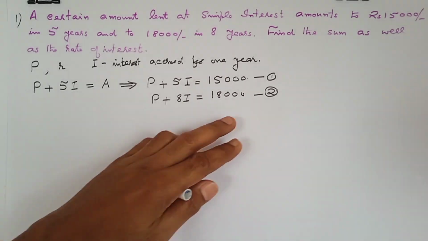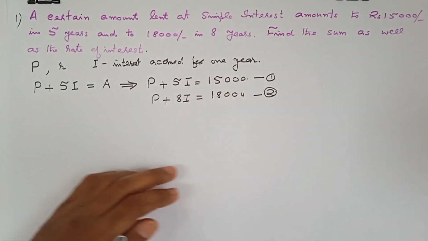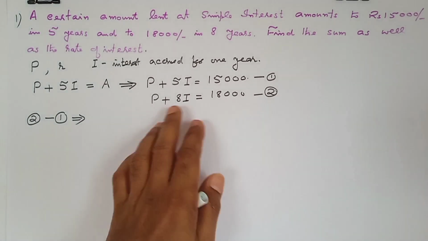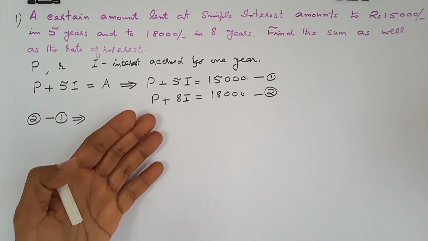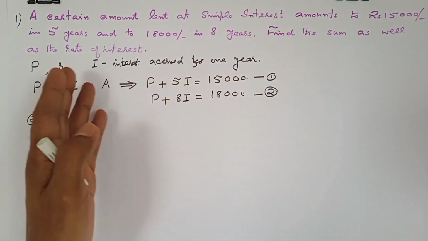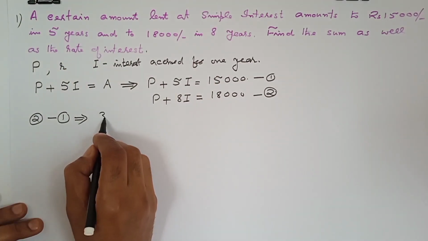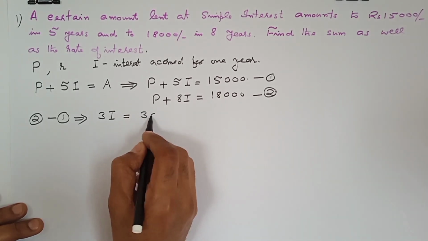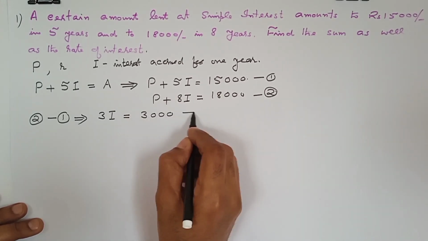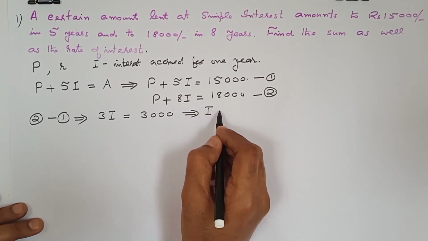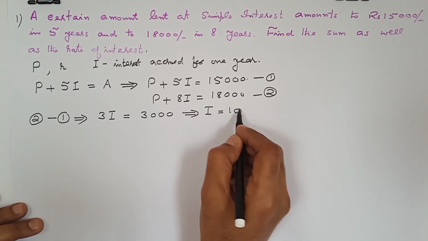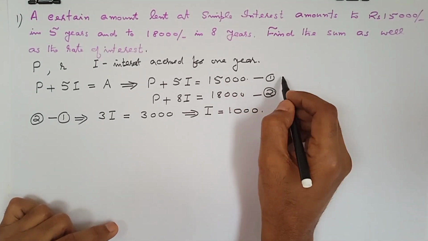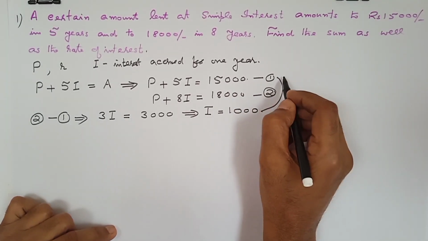Now do one thing. You subtract equation 1 from 2. You're just solving these two equations so that you can find out P and I. In fact, P is one of the things we are asked to find out in the problem. So subtracting this way, you get 3i equal to 3,000. This implies I is equal to 1,000.